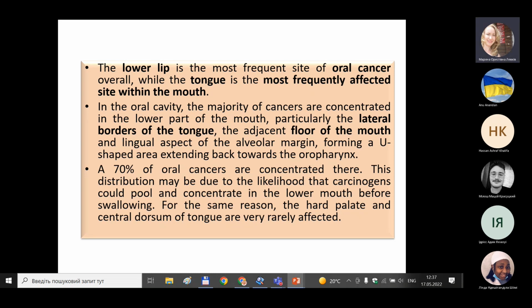This distribution may be due to the likelihood that carcinogens could pool and concentrate in the lower mouth before swallowing. For the same reason, the hard palate and central dorsum of the tongue are very rarely affected.